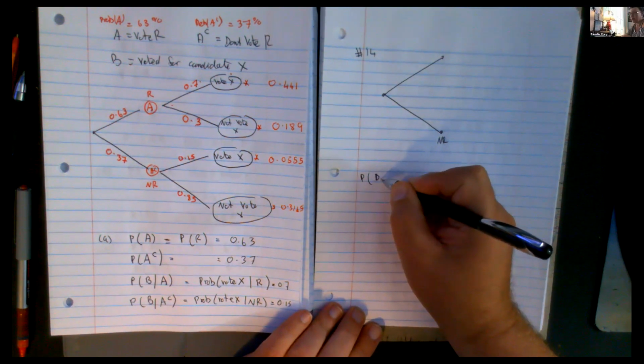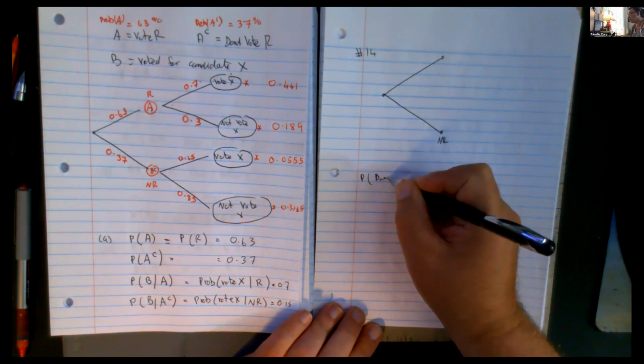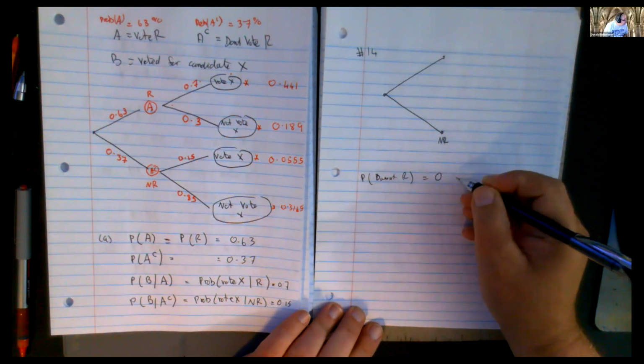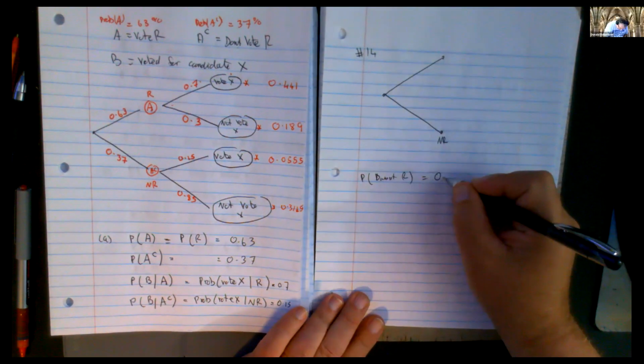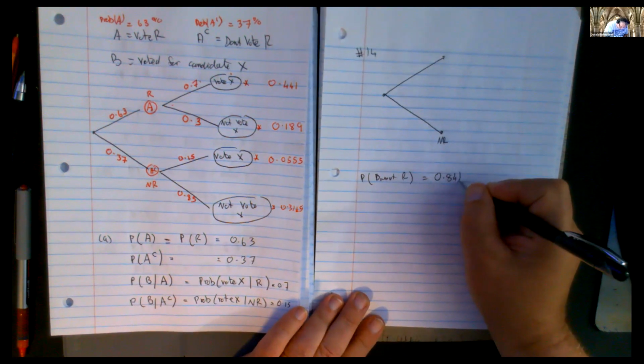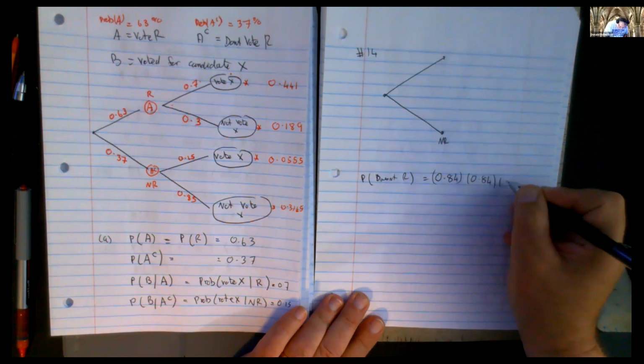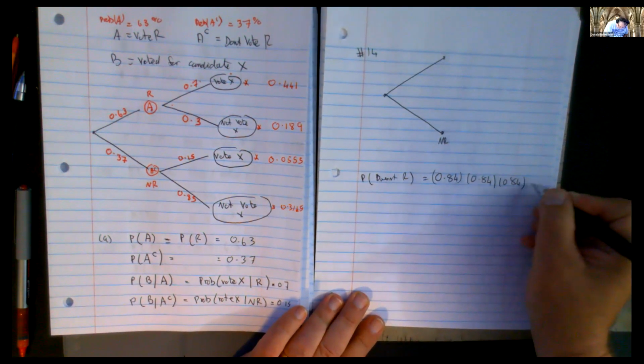Because each year it resets, right? It's the same probability for all 4 years. So the probability that it doesn't rain is quite correct. It's 0.84. And I'm just writing down the second, the third year, and lastly the fourth year.